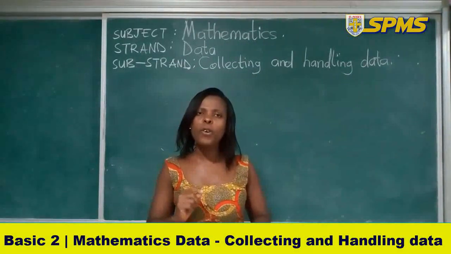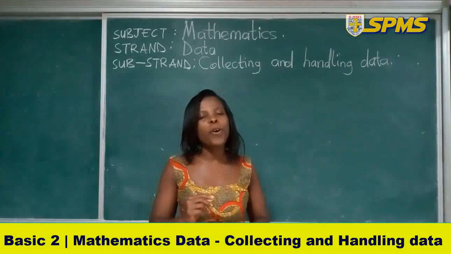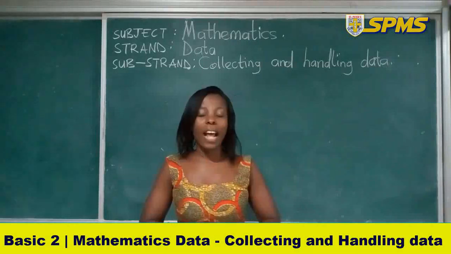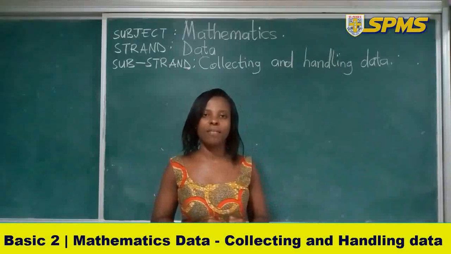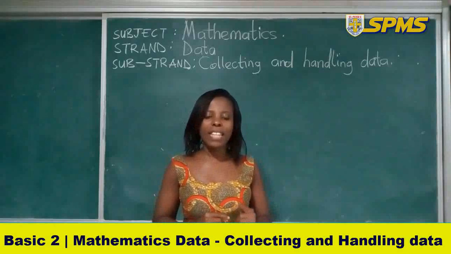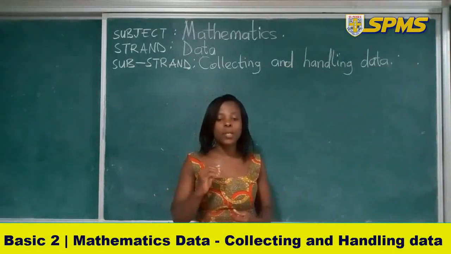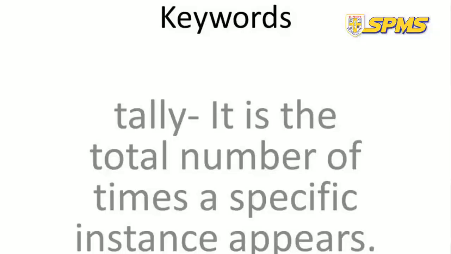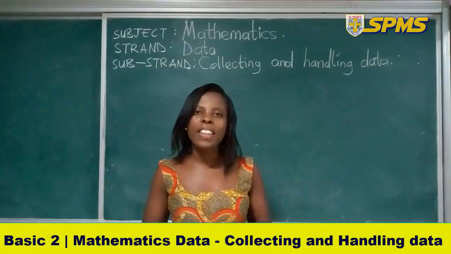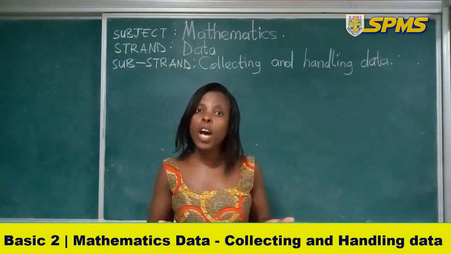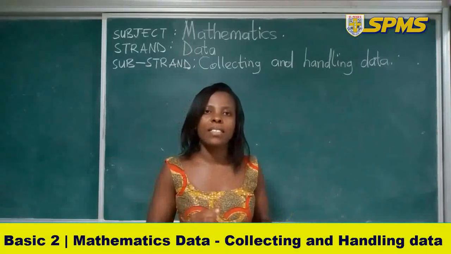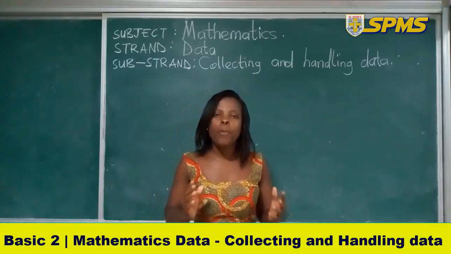Good. For you to understand the lesson properly, we need to go through our keywords. Our keywords for today are tally, chart, organize. Tally, what does it mean? It is the total number of times a specific instance appeared. Let's say, for example, you want to take the total number of a particular car parked at a parking space. What is going to help you do that? You are going to tally. So you are going to tally the number of cars with a particular color.